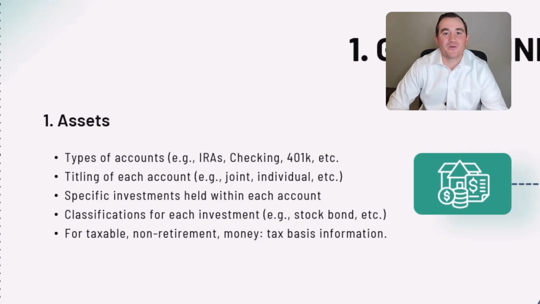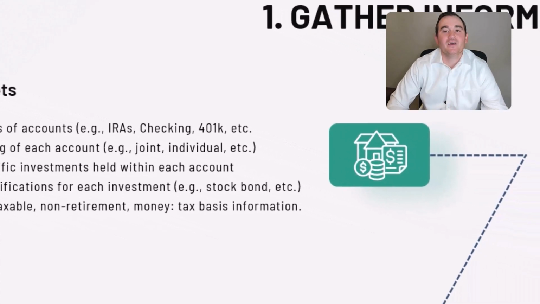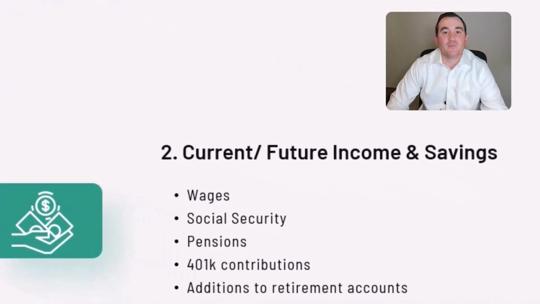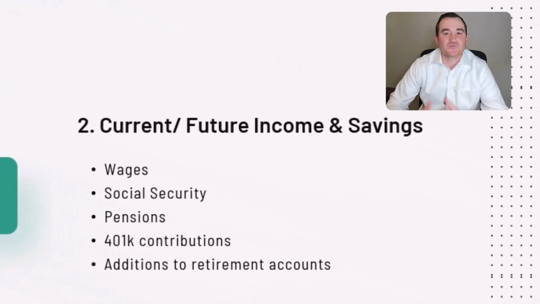It's also really important to have detailed information regarding your current and your future income and the amount that you're saving. This would involve your wages, any Social Security that you're expected to have, or pensions, as well as the amount that you're putting into 401k accounts or the amount that your savings accounts at the bank are annually rising by in a permanent way.